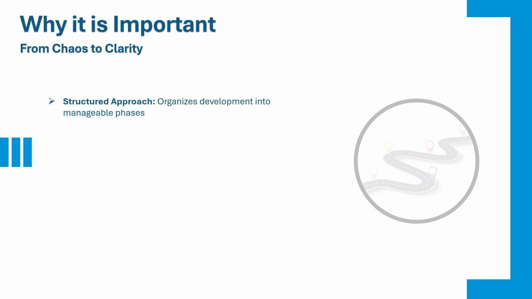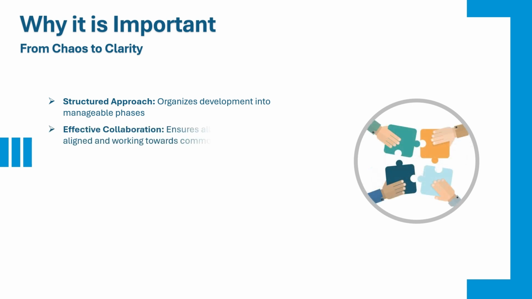In software development, a structured approach like the SDLC is more than just a guideline, it's a necessity. Without it, projects can easily fall into chaos, with teams working in silos and losing sight of the big picture. By following a well-defined process, teams can collaborate more effectively, ensuring everyone is on the same page and that the project stays aligned with business goals.